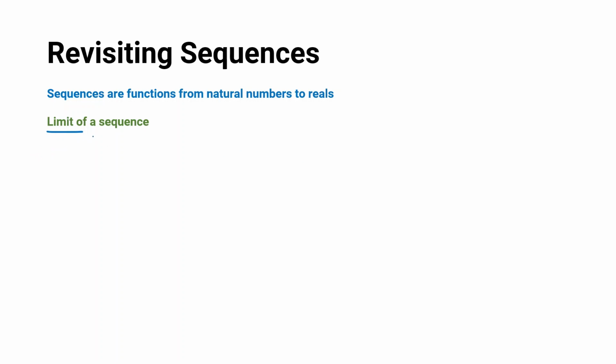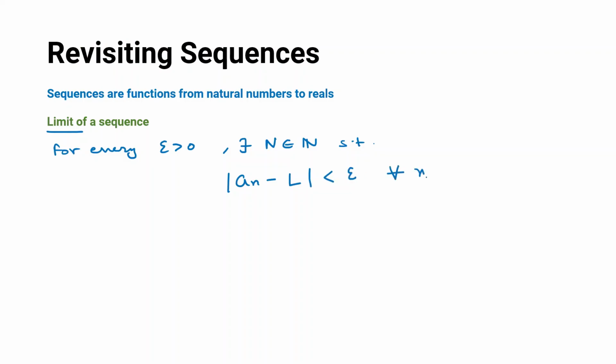A sequence is said to converge to a limit L if for every epsilon positive there exists N belonging to the set of natural numbers such that |an minus L| is less than epsilon for all n greater than or equal to N. Then we say that an converges to L. This means that the limit of the sequence is L.